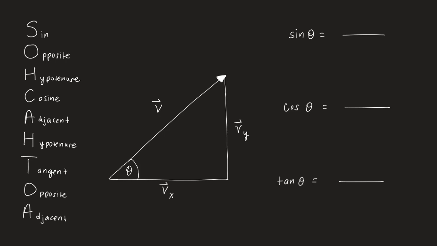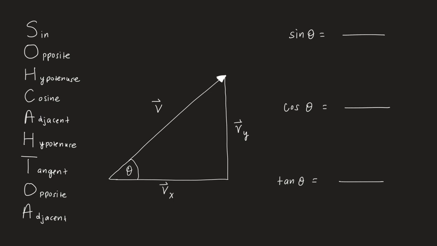In physics, we'll use trigonometry to help us find the components of a vector the same way you may have found the sides of a triangle before. We'll use the acronym SOHCAHTOA to help us remember that we use sine when we have the opposite and hypotenuse. Cosine relates the adjacent side and the hypotenuse, and tangent relates the opposite side and the adjacent side.